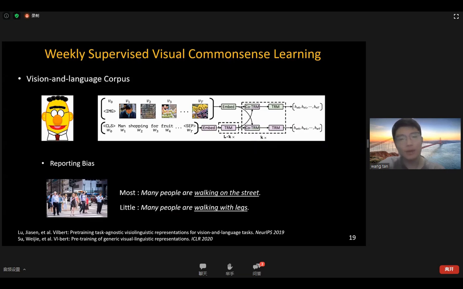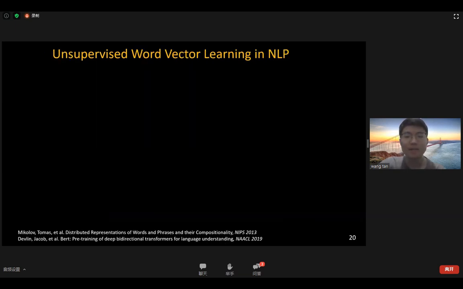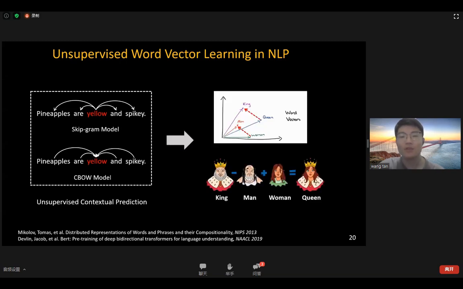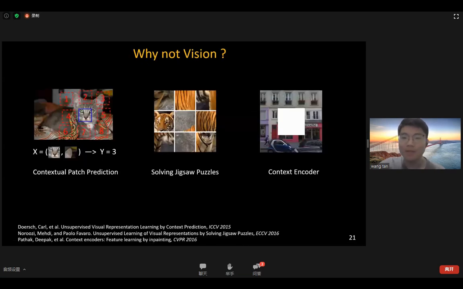In fact, we humans naturally learn common sense in an unsupervised fashion by exploring this physical world. Can machines learn visual common sense with unsupervised learning? A successful example is in our sister NLP community, learning word vectors. A word representation X is learned by predicting its contextual word Y, and finally used to encode common sense. For example, king minus man plus woman equals queen. How about vision? A few previous works have tried this pattern, such as contextual patch prediction, solving jigsaw puzzles, and context encoder. But they are all far from effective in downstream tasks.